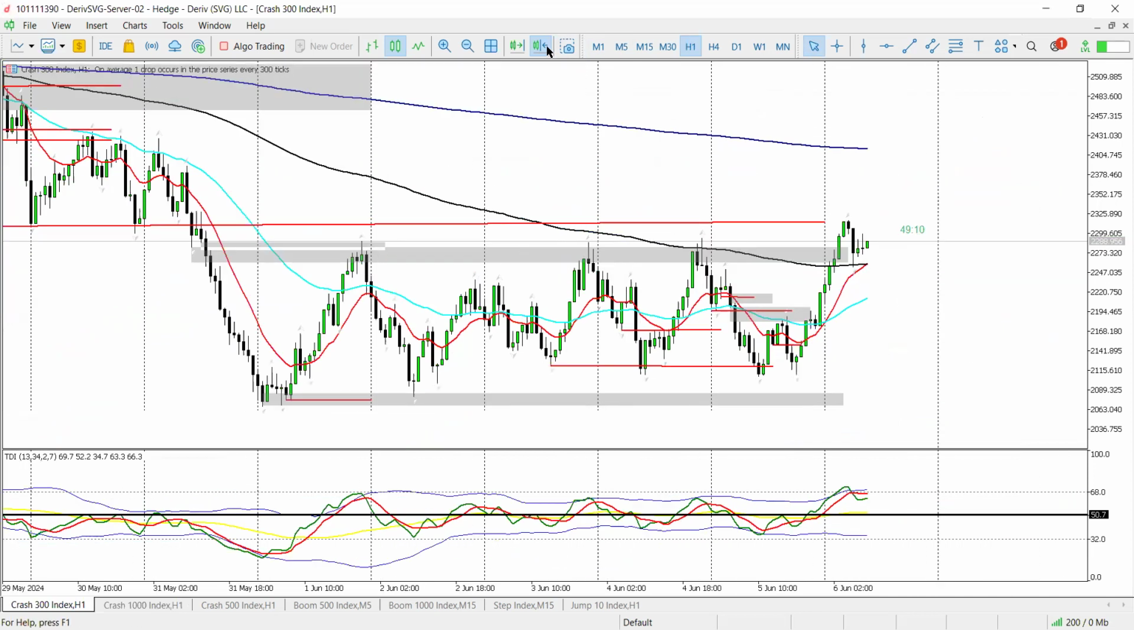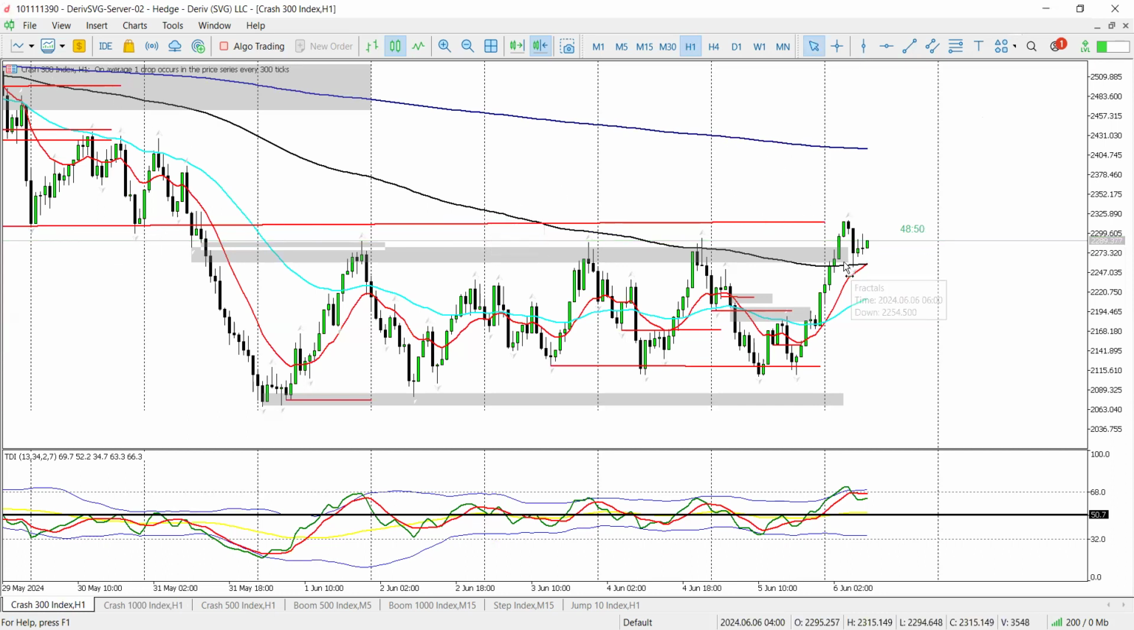C3. Let's see. Yesterday they gave a short sell, and again they failed. They failed to come to the gray zone on the bottom here, as you can see. So I'm not sure if you guys managed to catch this one, but I did not take any trades here.